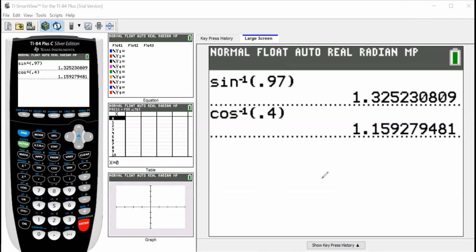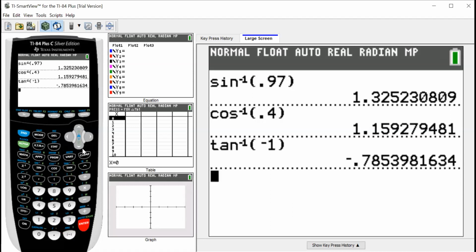All right. Let's now do the tangent one. So we'll do second tangent. And the ratio we had was -1. And in this case, it gives us negative 0.785398. Okay, so we got a negative answer here. And let's think about why that is. So again, remember that negative 0.785398, that's an angle measure in radians.